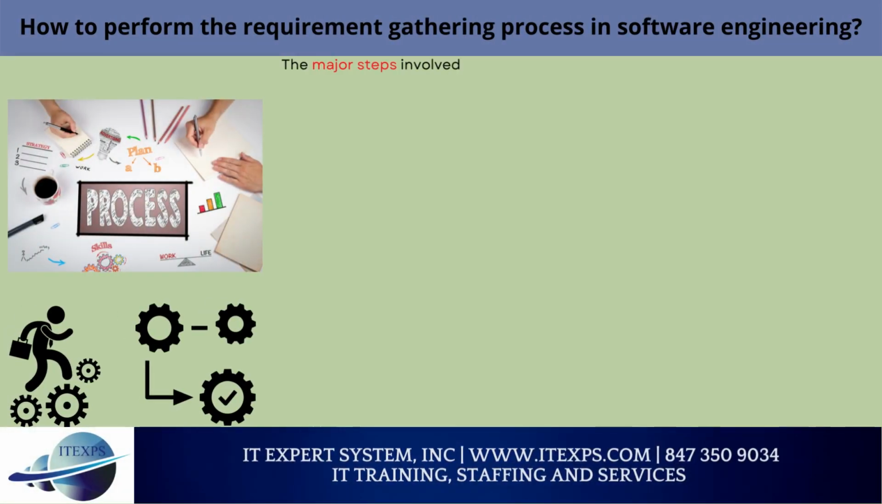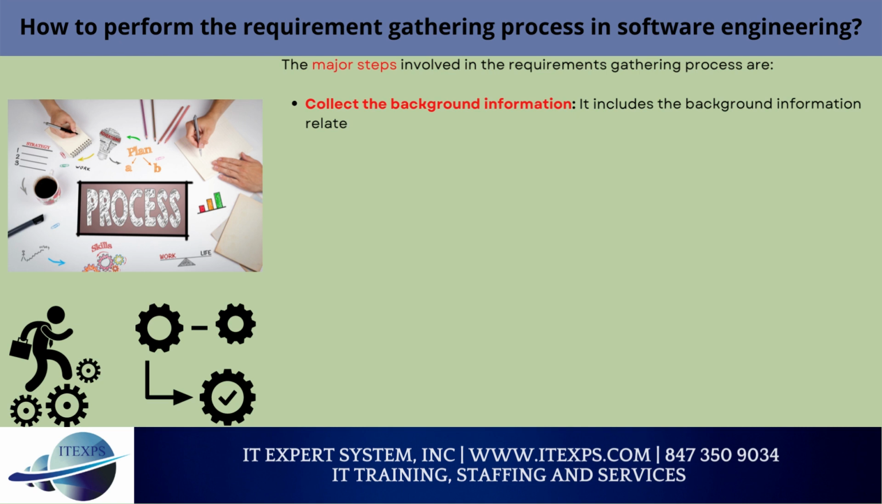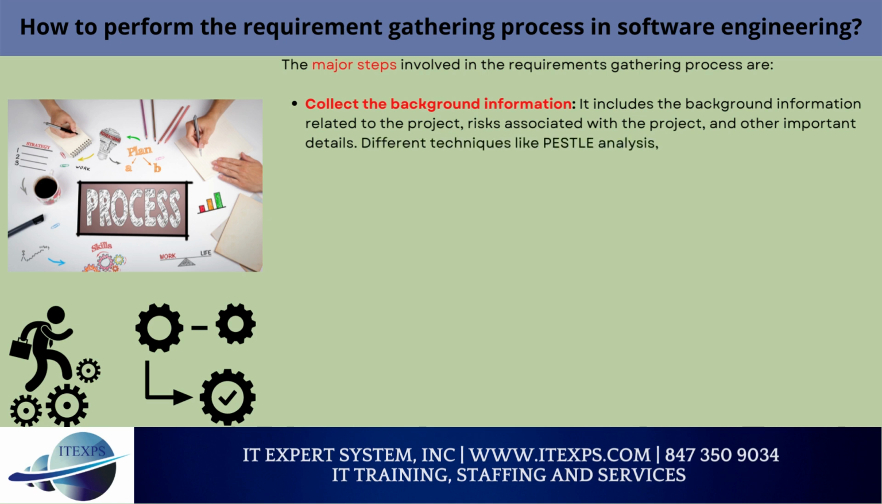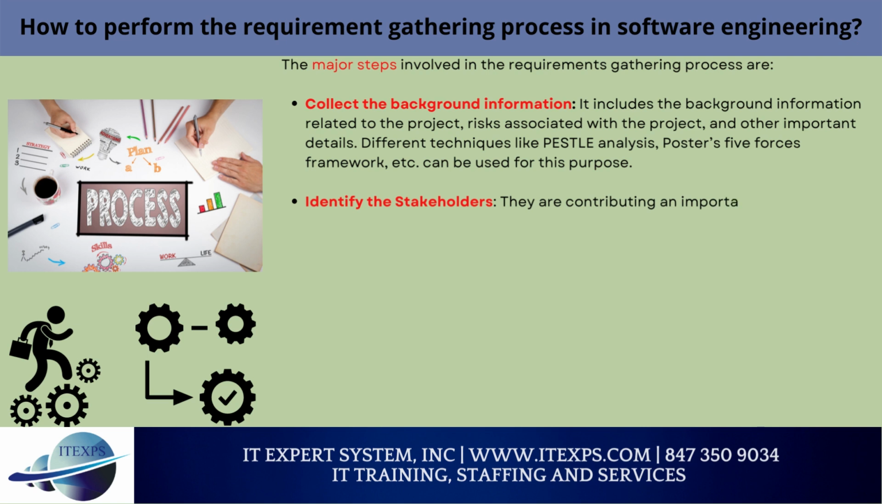How to perform the requirement gathering process in software engineering. The major steps involved in the requirements gathering process are: collect the background information. It includes the background information related to the project, risks associated with the project, and other important details. Different techniques like PESTLE analysis, Porter's 5 Forces Framework, etc. can be used for this purpose.